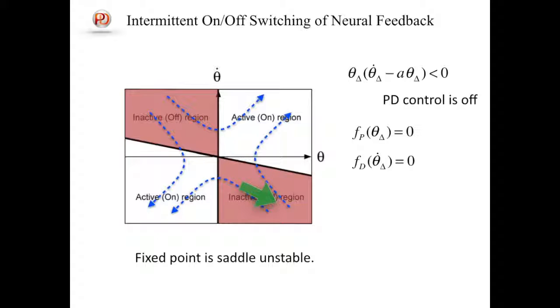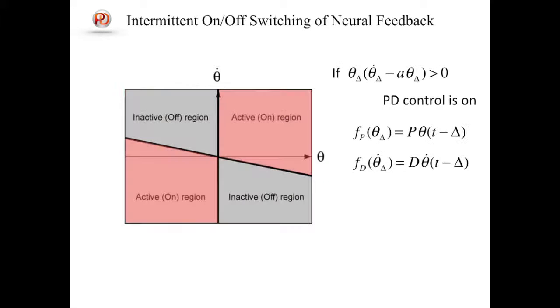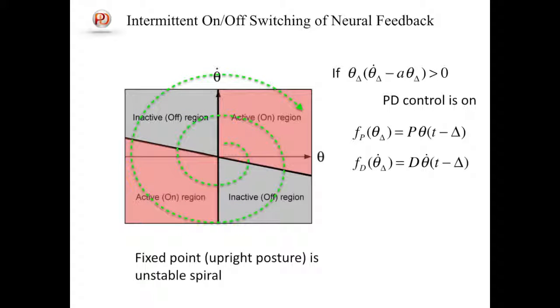When the state point is in the highlighted regions, it flows towards the fixed point along the stable manifold, but after a while, it turns around and diverges along the unstable manifold. When a state point is in these highlighted regions, the neural feedback is on. This time, the fixed point is unstable spiral.